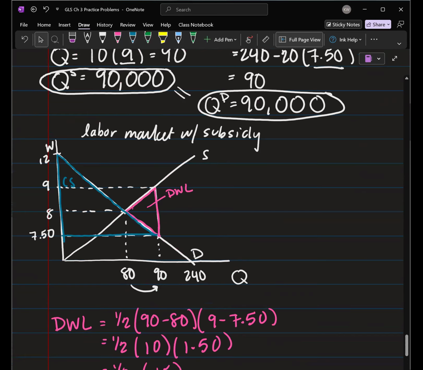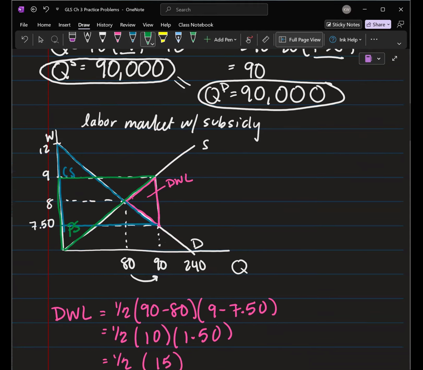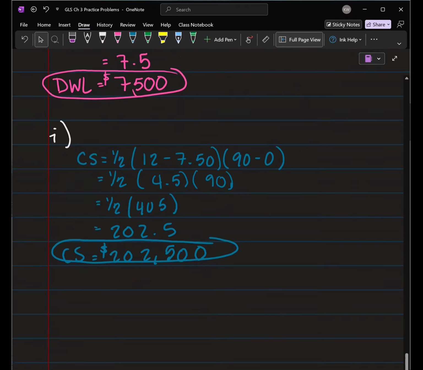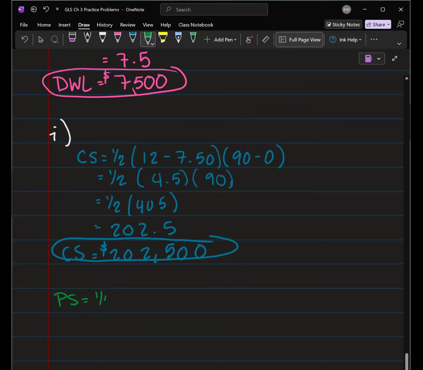Producer surplus, similarly, is the area below the price that sellers receive and above the supply curve. So you can see here that in this case, producer surplus and consumer surplus overlap quite a bit, right? And the subsidy is what makes that possible. So if we go ahead and find producer surplus, we're finding the area of that triangle.